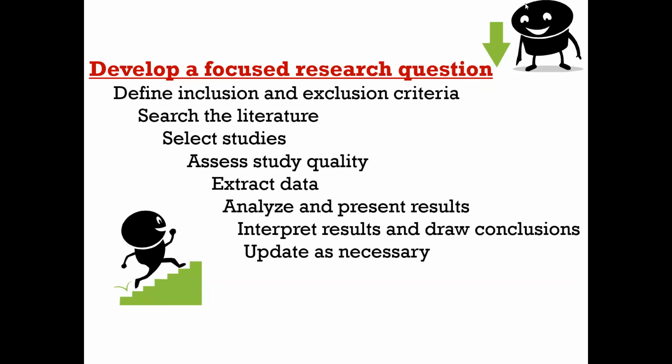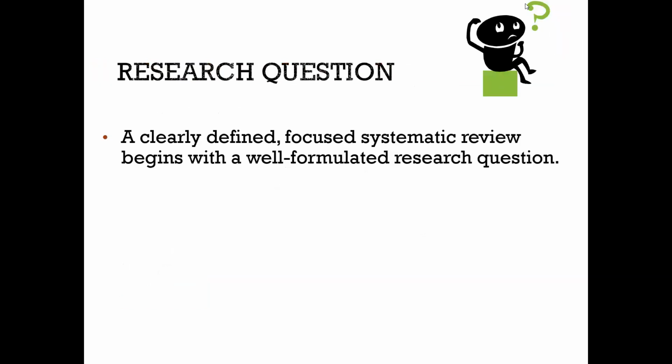So let's see now. You can see the first point is highlighted. To develop a focused research question, let's see how to do it. Whatever question we are trying to answer should be clearly defined. It should be a focused systematic review. You can't just say treatment for all cardiovascular disease. No, it is not focused, it is not very clear. It is not a good research question, because your question should not be broad. That is a narrative review. It should be very narrow.